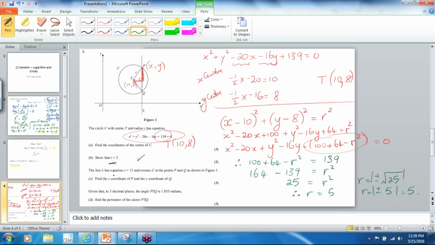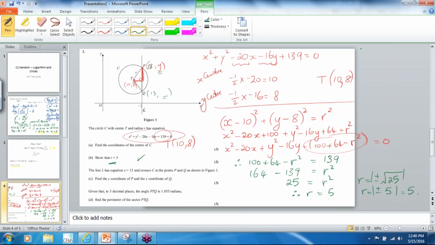Now, the line L has an equation. Where's the line L? Here's the line L. Okay, so it's that vertical line. There's an equation x equals 13. So we know now that x is 13 up here, and the x value is 13 here. It crosses C, the circle, at P and Q. Find the y-coordinates of P and Q.